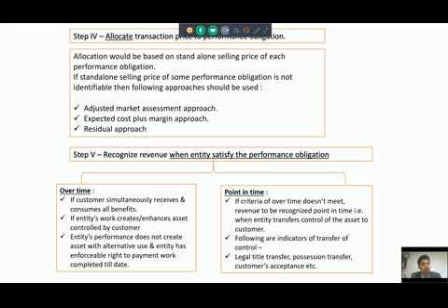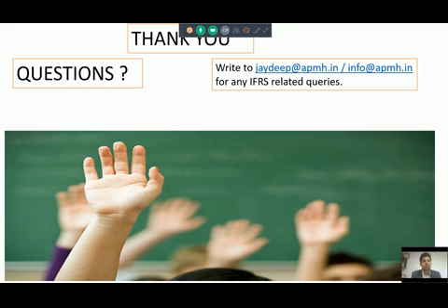So the sale of TV will be recognized in the first year. Revenue related to the sale of TV will be recognized in the first year, but revenue related to the sale of AMC would be recognized over 3 years, based on the transaction price which we have decided based on any of the three methods, that is market assessment approach, expected cost plus margin approach, or residual value approach.